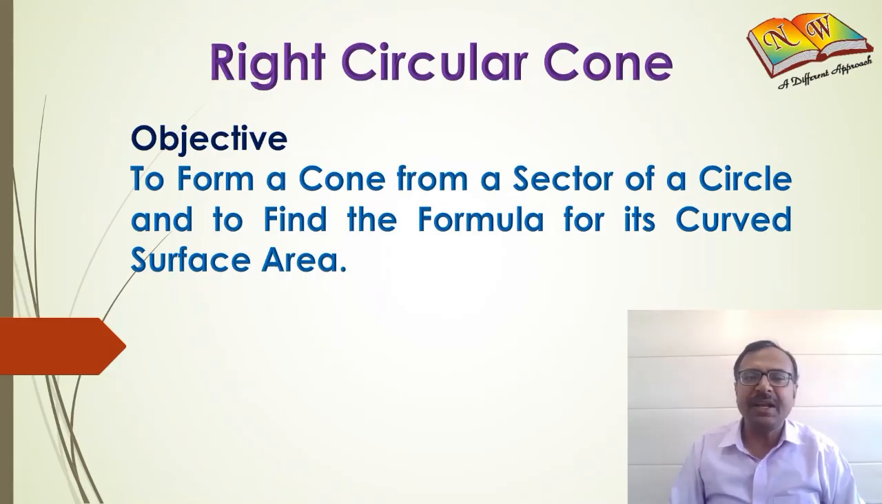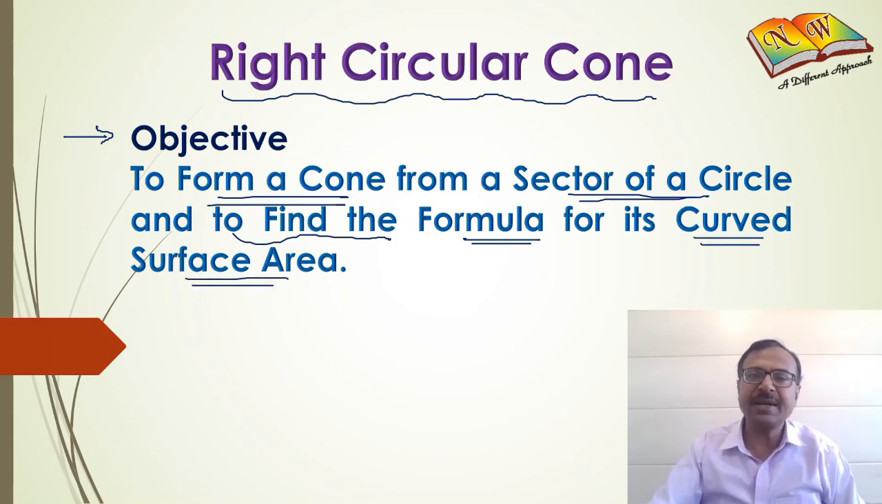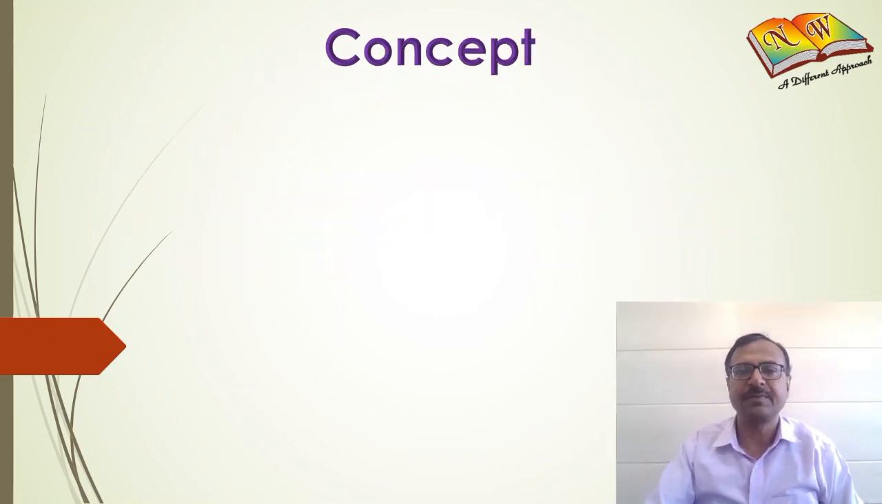This activity relates to a right circular cone. The objective of this activity is to form a cone from a sector of a circle and then to find the formula for its curved surface area. Let's study the concept in hand first.